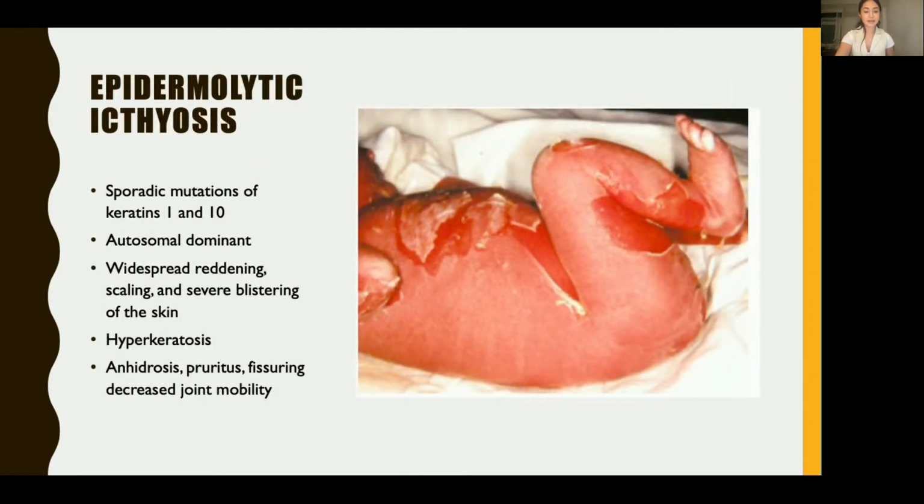So unlike EBS, which we mentioned earlier, epidermolytic ichthyosis mutations are more sporadic. And if they're not sporadic, they're probably autosomal dominant. And like EBS, it's also got widespread reddening, scaling, and severe blistering, which becomes apparent at birth. And you also get some hyperkeratosis with it. And yeah, we'll come back to what hyperkeratosis is later.